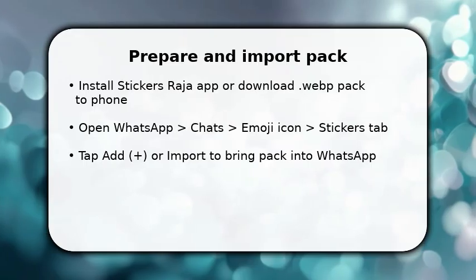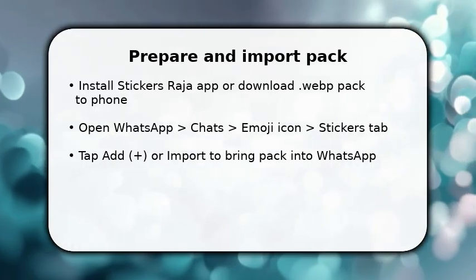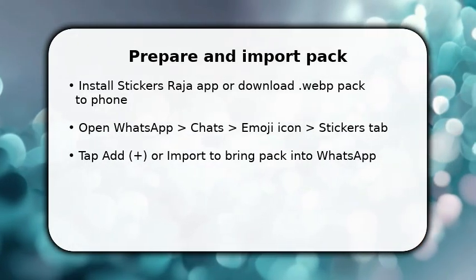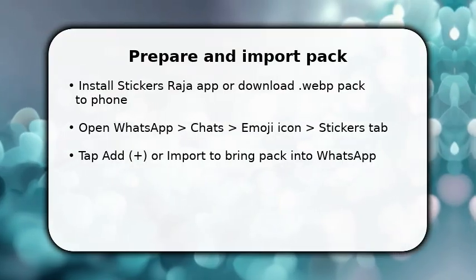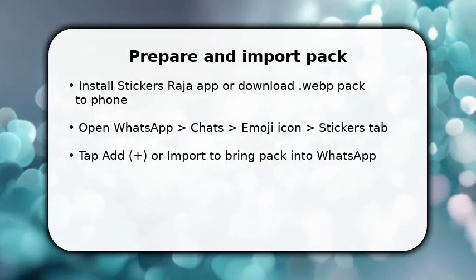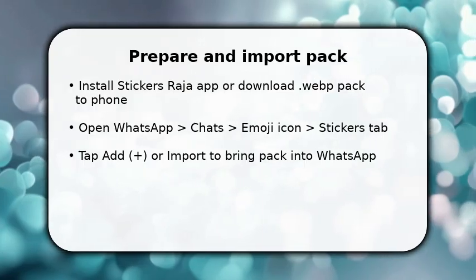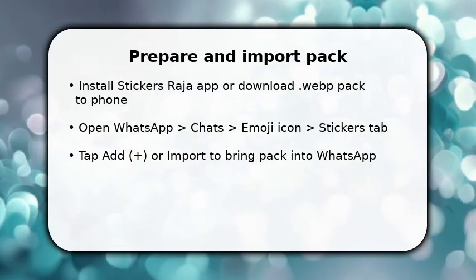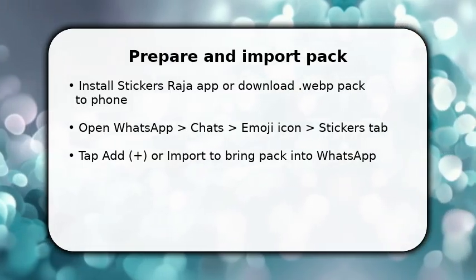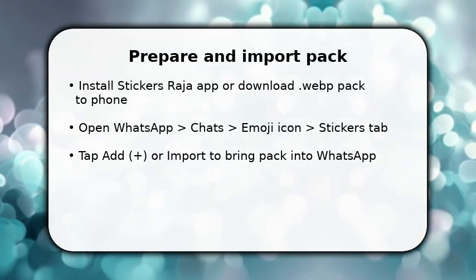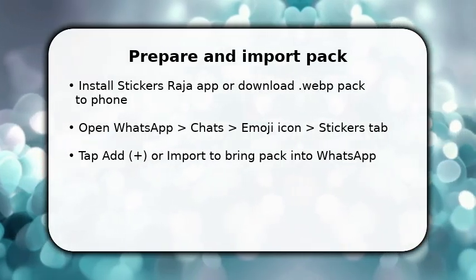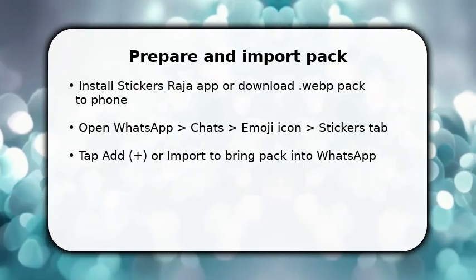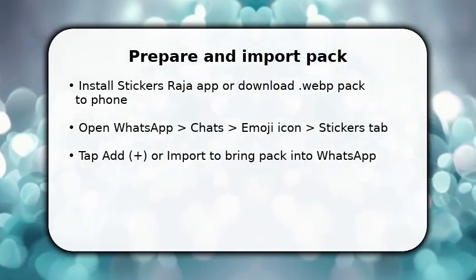You'll start by getting the Stickers Raja pack onto your phone and then importing it into WhatsApp. First, install the Stickers Raja app or place the downloaded web files in a folder you can access. Once done, open WhatsApp, go into any chat, tap the emoji icon, then the Stickers tab, and choose the Add Plus or Import option. Make sure WhatsApp can read files from storage, otherwise the import will fail. This gets the pack visible and ready for use immediately.